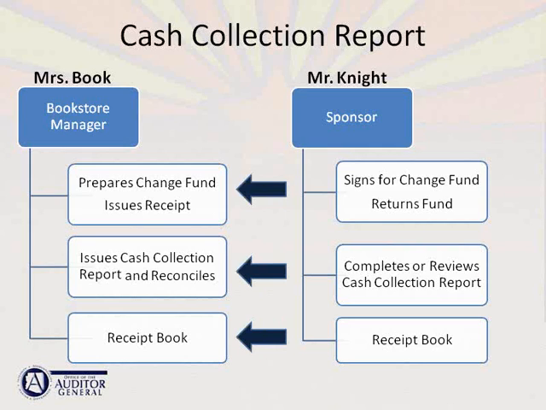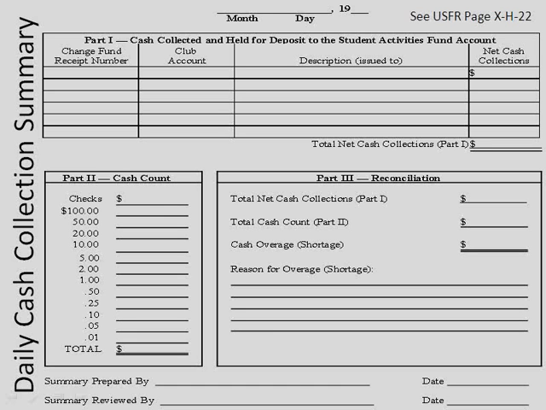Once Mrs. Book counts and signs for the net cash collections and change funds and gives Mr. Knight a receipt for the total cash received, including the change fund, she reconciles the cash collections to the sales reported on the cash collection report and confirms sales to the receipt book. Mrs. Book is responsible for safeguarding all monies until they are deposited and maintaining copies of all cash collection reports.